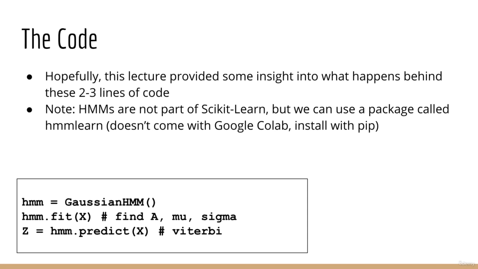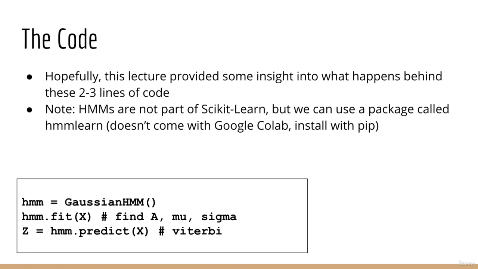So I hope that this lecture provided you with some insight into what an HMM does under the hood when we use it. In practice, using an HMM is actually very simple because there are libraries out there which have already implemented the algorithms we discussed. Note that, unlike many other machine learning models, the HMM is not part of scikit-learn. One library I really like is called HMMlearn, which is available for Python. This is not automatically installed with Google Colab, so we'll need to install it using pip.